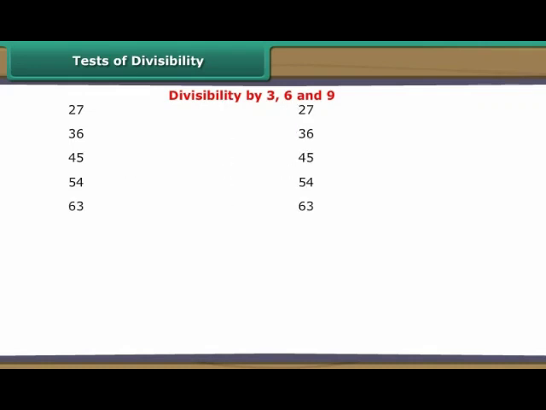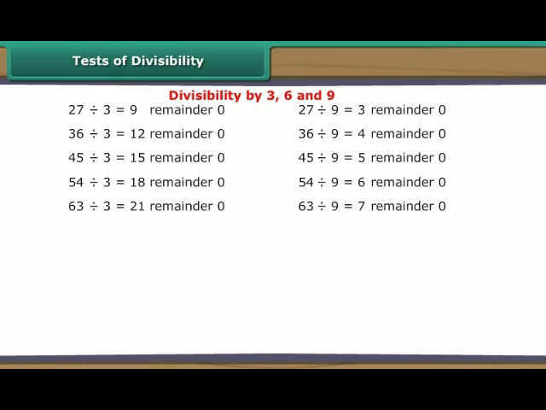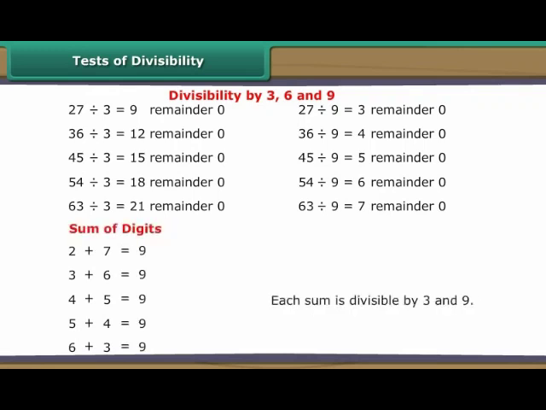Consider some numbers: 27, 36, 45, 54, 63. Let us divide them by 3 and 9. 3 and 9 divide them all exactly, leaving no remainder. Now let us sum up the digits of each number. What do you find? Each sum is divisible by 3 and 9.